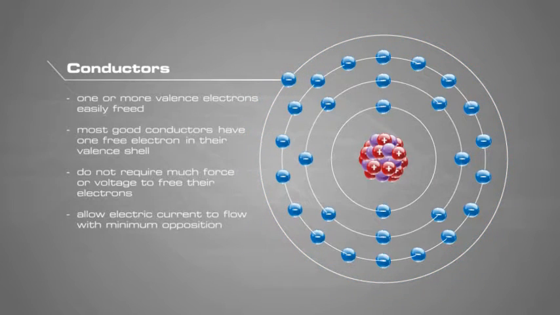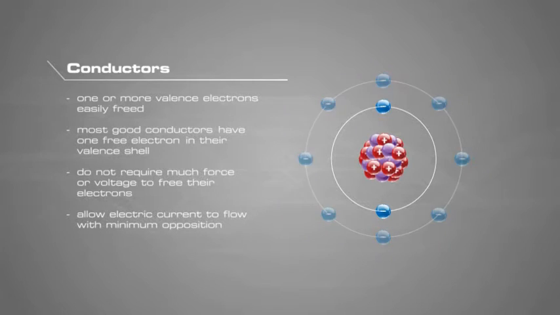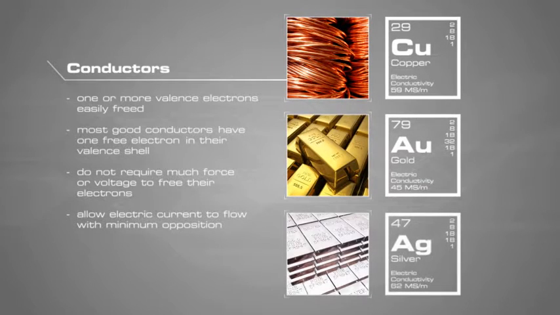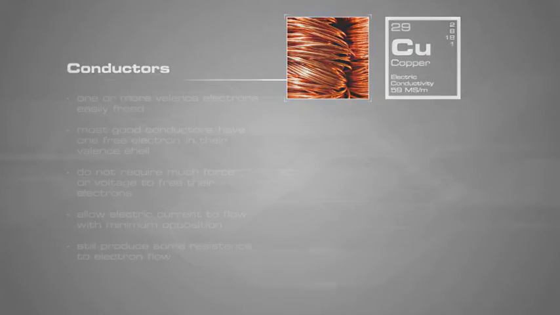The purpose of using conductors is to allow electric current to flow with minimum opposition or resistance. Copper has high conductivity. Gold and silver are also conductive, but they're more expensive and thus not practical in most applications. When electrical current flows in a good conductor, it creates heat or resistance. All conductive materials produce some resistance to electron flow. This resistance is reflected in the form of heat.